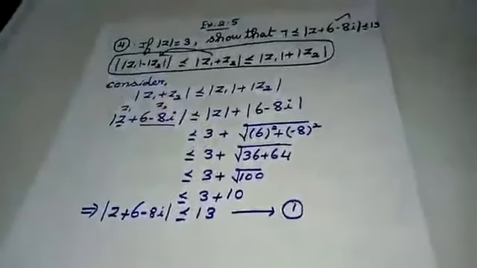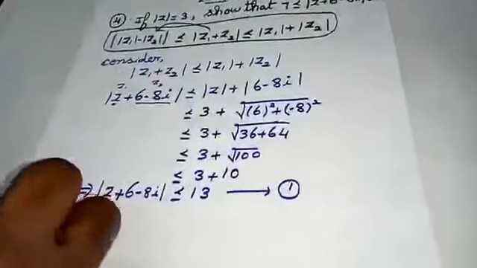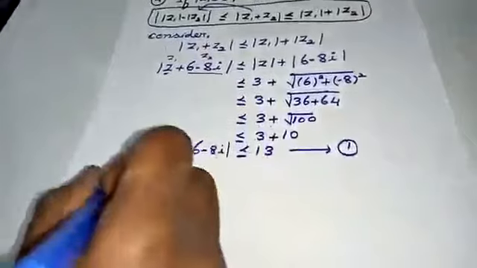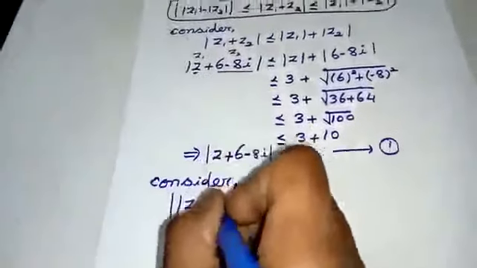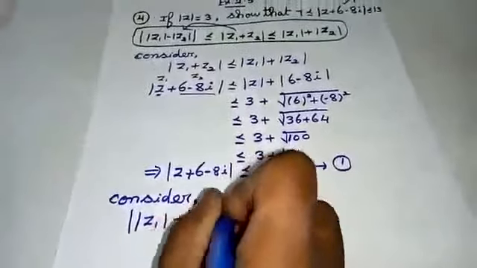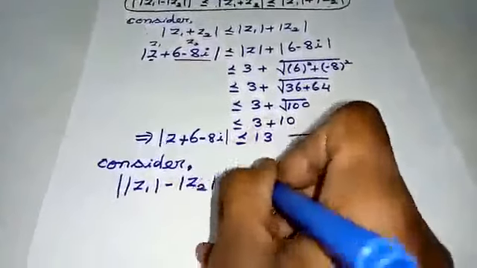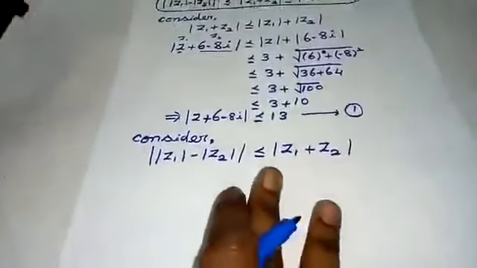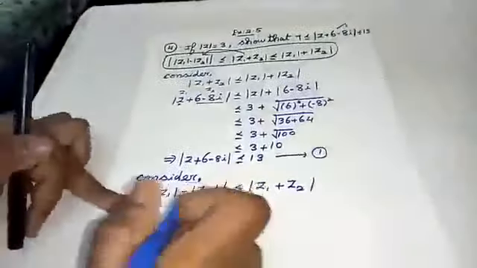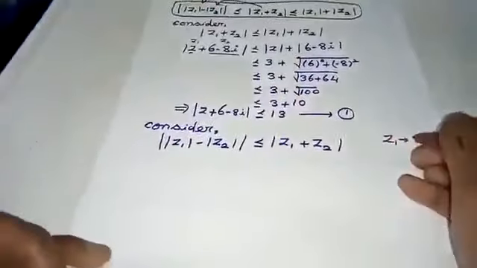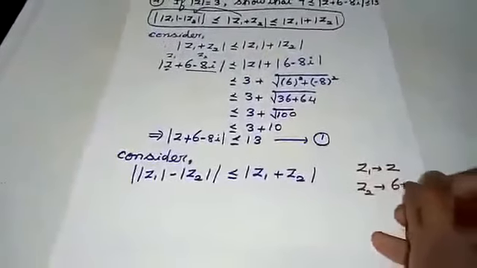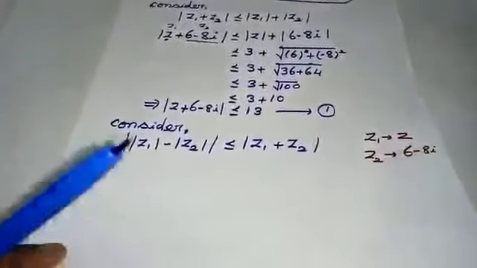Just see here how I am going to take. Consider modulus of z1 minus modulus of z2 is less than or equal to modulus of z1 plus modulus of z2. I am going to keep it as it is and do the calculation. What is the value for z1? I have fixed here, students. According to the question, z1 is nothing but z, and z2 is nothing but 6 minus 8i. I am not going to go for big calculation.